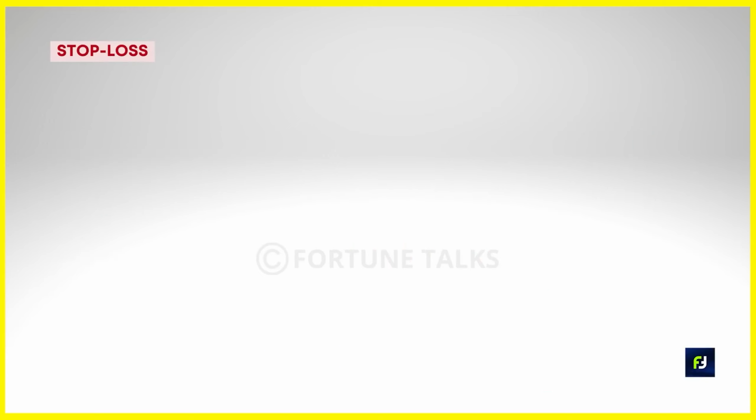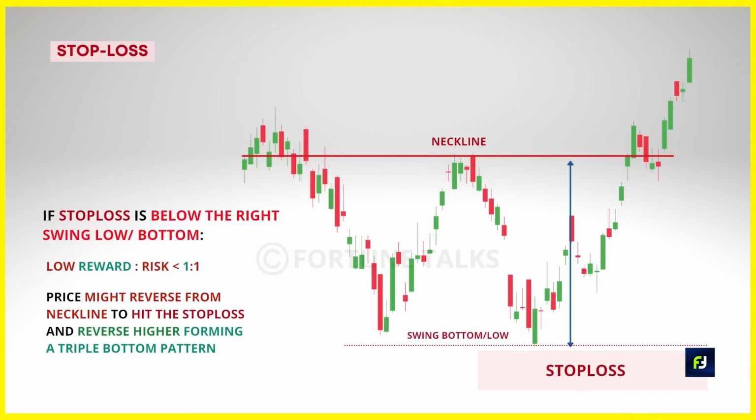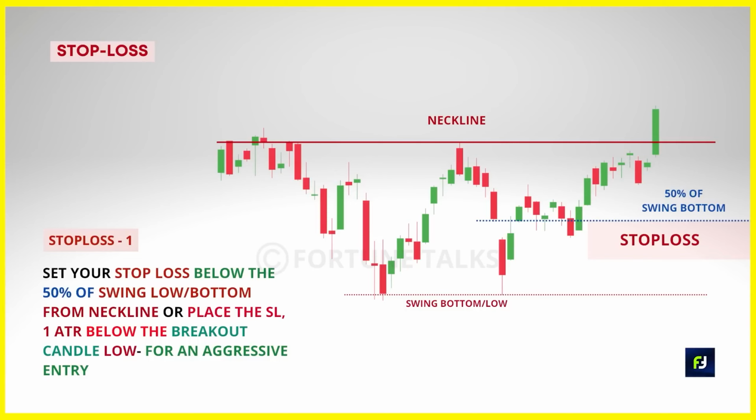Now let us talk about the placement of stop losses with respect to our entry criteria. The double top pattern becomes invalid when the price reverses from the neckline and closes below the swing low of the pattern. If you were to place your stop loss based on this idea, then the stop loss would be too large and you will incur huge losses, and moreover the price could reverse from the swing low and move higher again, forming a triple bottom pattern. So where exactly should you place your stop loss? What I recommend is to either place your stop loss at the 50% level between the swing bottom and the neckline, or if this distance is too large, then set your stop loss with adequate buffer using the ATR indicator just below the low of the breakout candle.